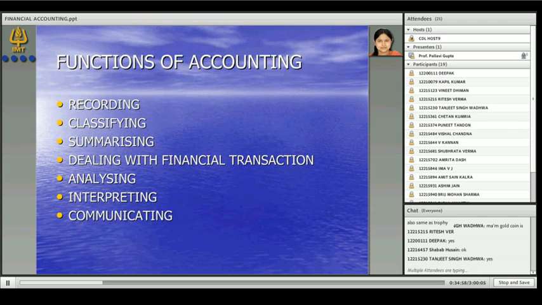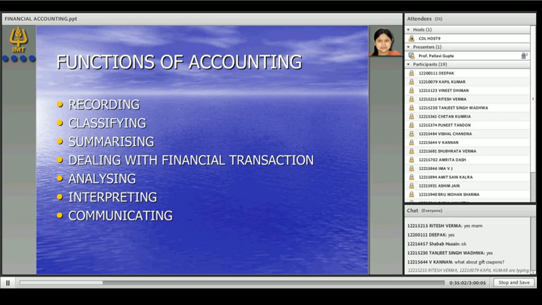Okay, let's move to the functions of accounting. I think we have already dealt with the functions of accounting in that definition: recording, classifying, summarizing, dealing with financial transactions, analyzing, interpreting, and communicating.